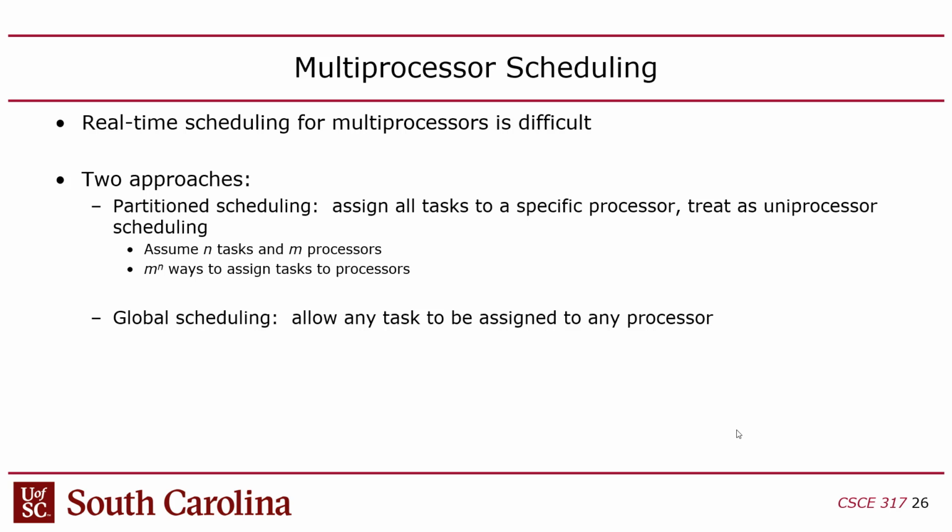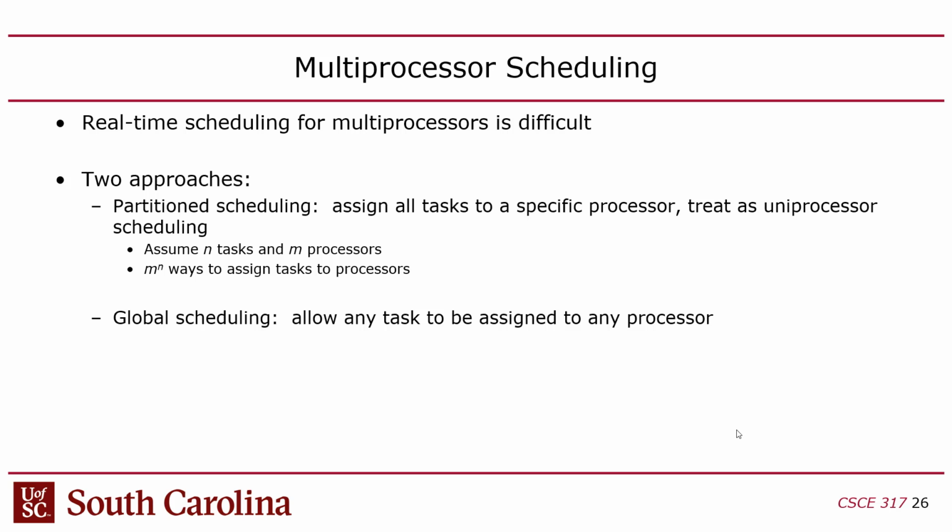So one obvious approach, if you sit and think about it, is partition scheduling. This is where you say, I'm going to take my cores and assign half my tasks to one core and half to the other core, and then I'll just treat it like a single core problem, right? Problem solved. Then I just use the single core RMS algorithm on it. The problem is that there's a lot of different ways that you can make that assignment.